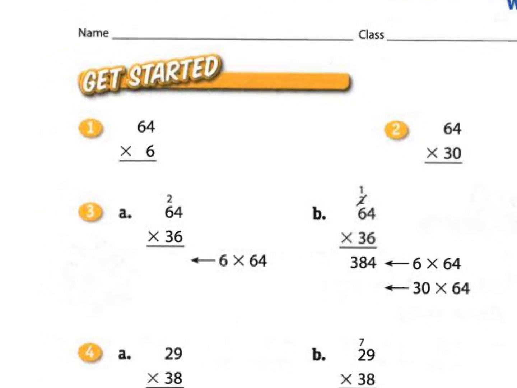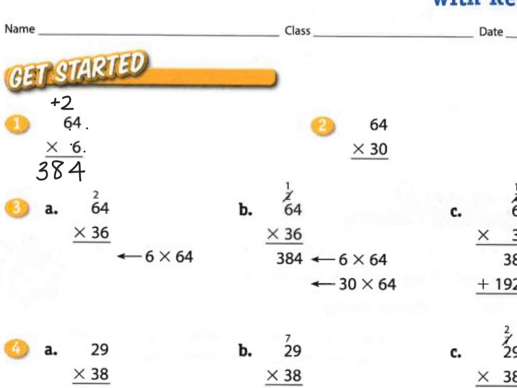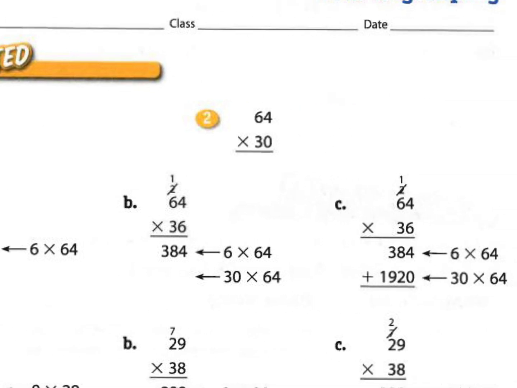All right, so we are going to do 6 times 4 first, which is 24. Put the 4 down there, carry the 2, regroup it. Then we do 6 times 6 is 36, and then plus 2 is 38. So we have 384. Then, if we do this problem, we can just do the tens place and then add on that 0 at the end, remember?